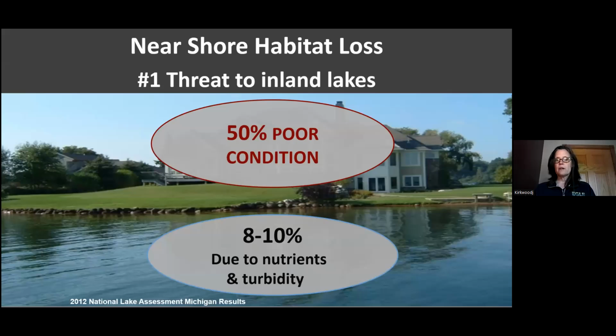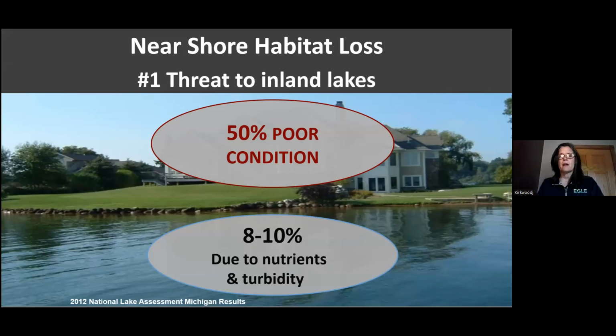So our number one threat to our inland lakes across the state is nearshore habitats. 50% of them are indicated as being in poor condition according to our National Lake Assessment. And compared to nutrients, it means that we have a bit of a gap.